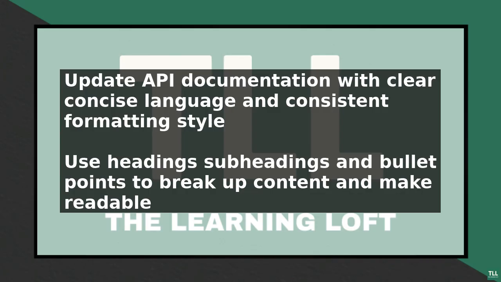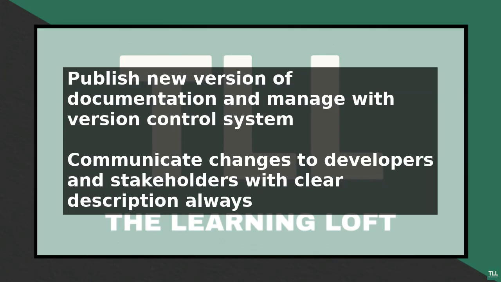Once the documentation has been updated, publish the new version and make it available to developers. Use a version control system such as GitHub to manage different versions of the documentation. This will allow developers to access previous versions of the documentation if needed.